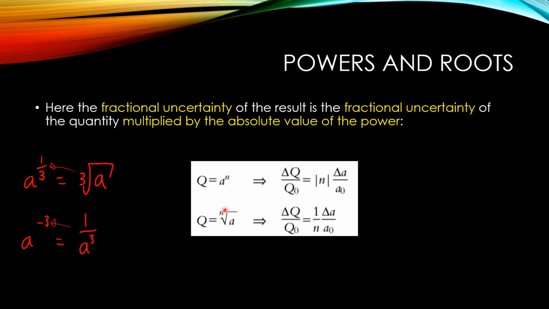We have nth roots, so if Q is the nth root of A, then you can express roots as powers. So the nth root of A is A to the 1 over n, so the fractional uncertainty in Q is 1 over n times the fractional uncertainty on A.